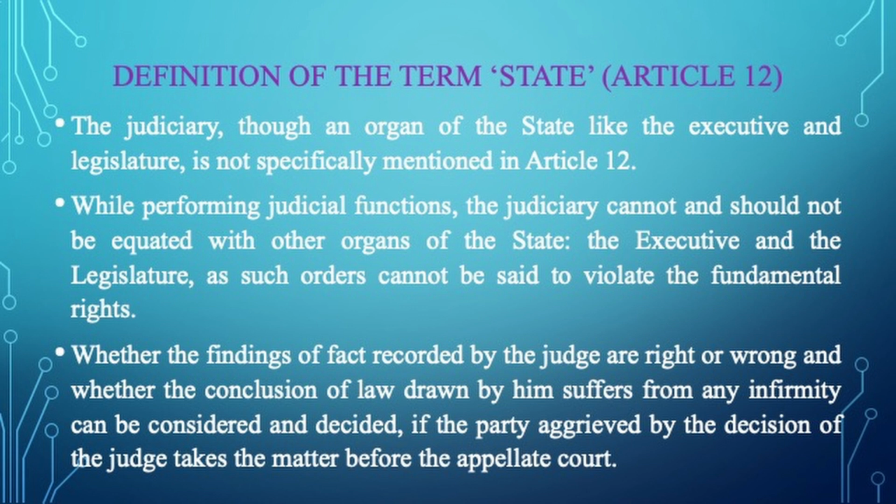While acting on judicial side, the courts are not included in the definition of state. A fundamental right is not infringed by judicial order, and no action therefore lies against a court or judge on the ground of breach of fundamental right. The reason being that what a judicial decision purports to do is to decide the controversy between the parties brought before the court. Whether the findings of fact recorded by the judge are right or wrong, and whether the conclusion of law drawn by him suffers from any infirmity can be considered and decided if the party aggrieved by the decision of the judge takes the matter before the appellate court.